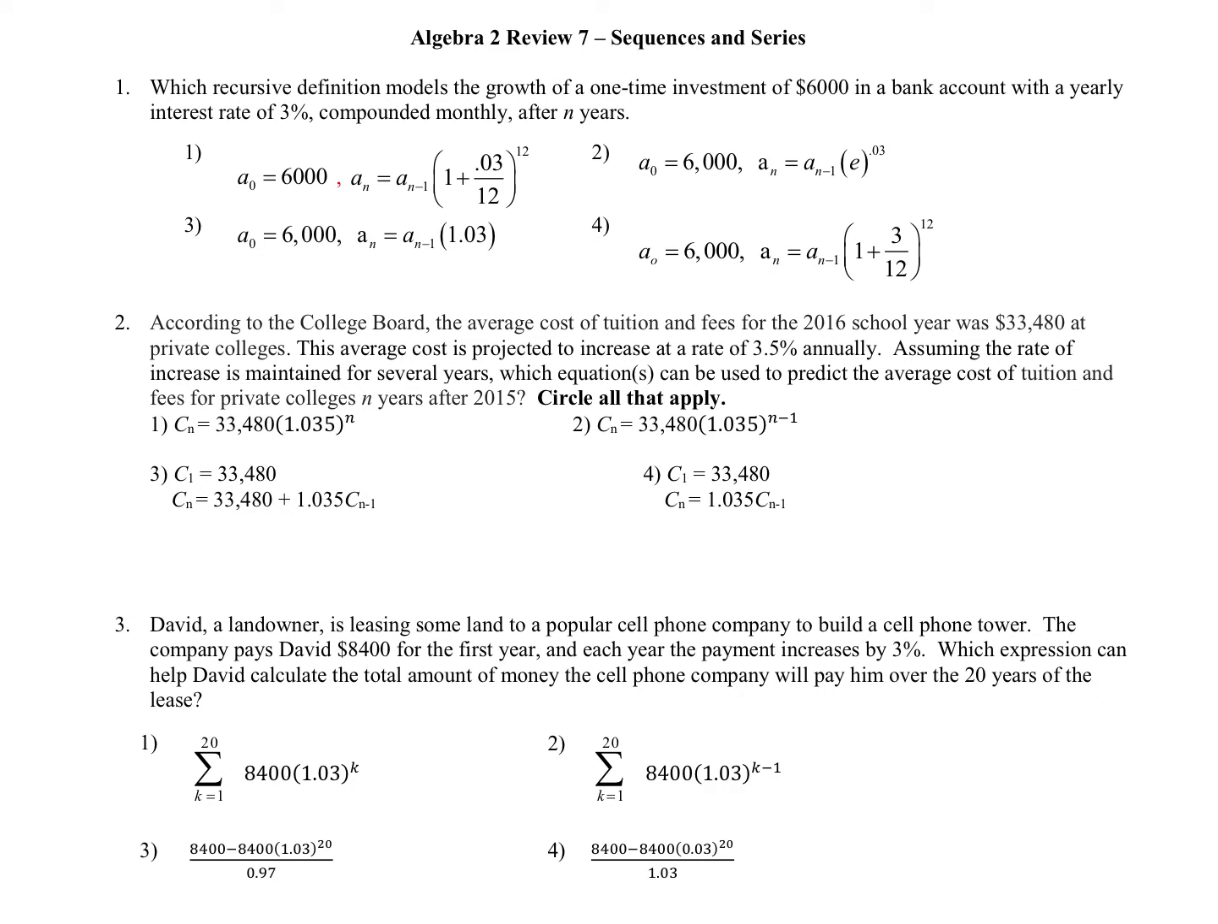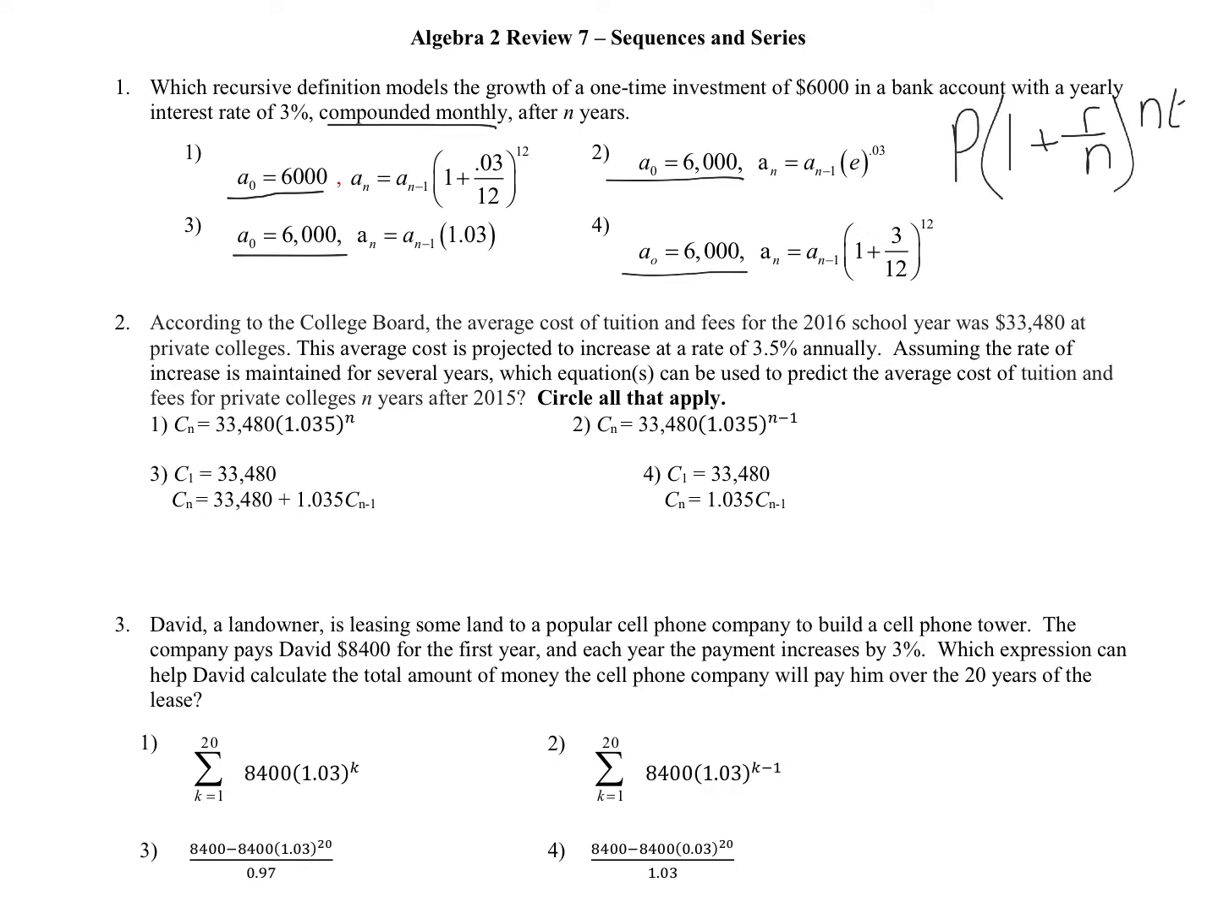So the first weird thing I noticed, usually we have a sub 1 for recursion. Technically you can call it a sub 0. This is directly from Regents and that's what they did. So we're starting out with 6,000. We're getting a yearly interest rate of 3% compounded monthly. So if it's compounded monthly, we're thinking of this formula: P times (1 plus r over n) to the nt.